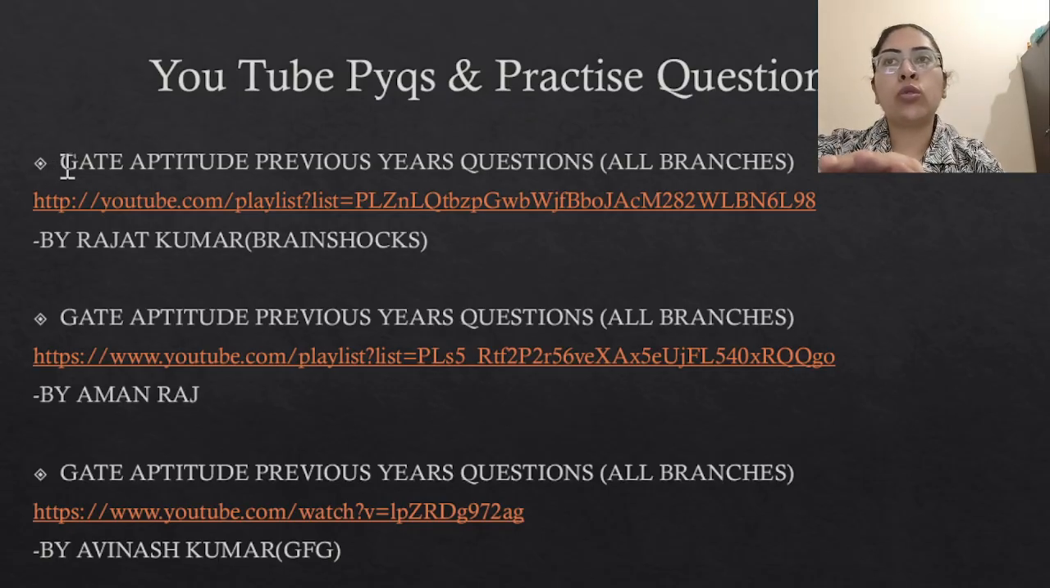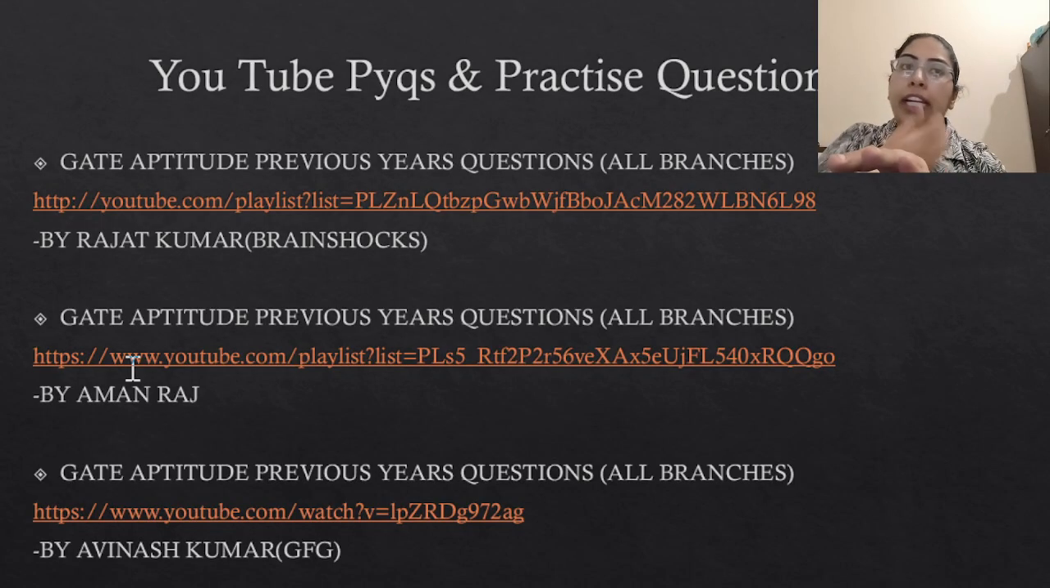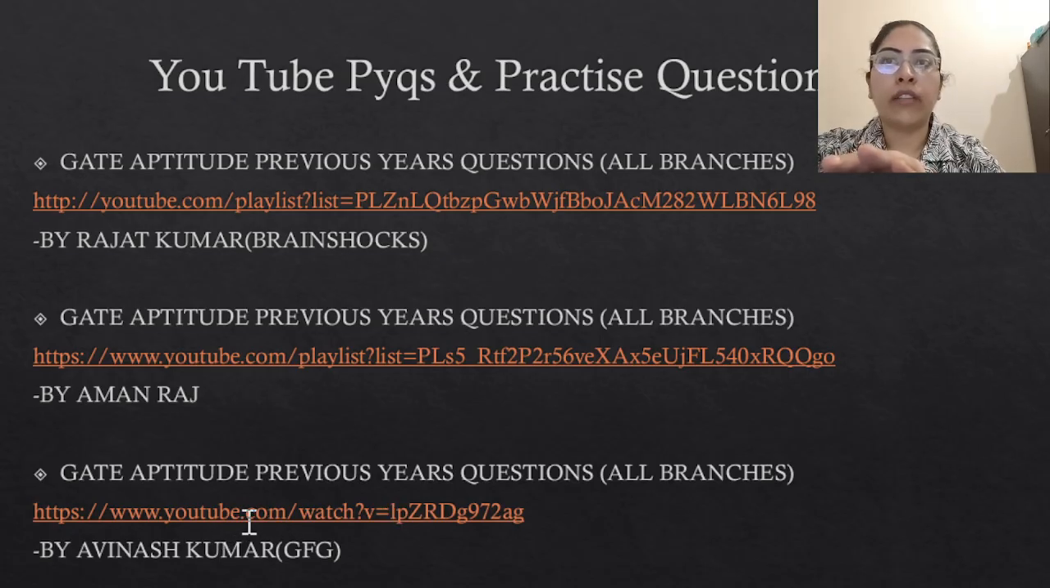Like I used to follow the GATE Aptitude Previous Year Questions, All Branches by Rajat Kumar Brain Shocks. This is a very beautiful playlist. Next is the GATE Aptitude Previous Year Questions, All Branches by Aman Rasar. This is a marathon about 10 hours long. This is also very helpful.